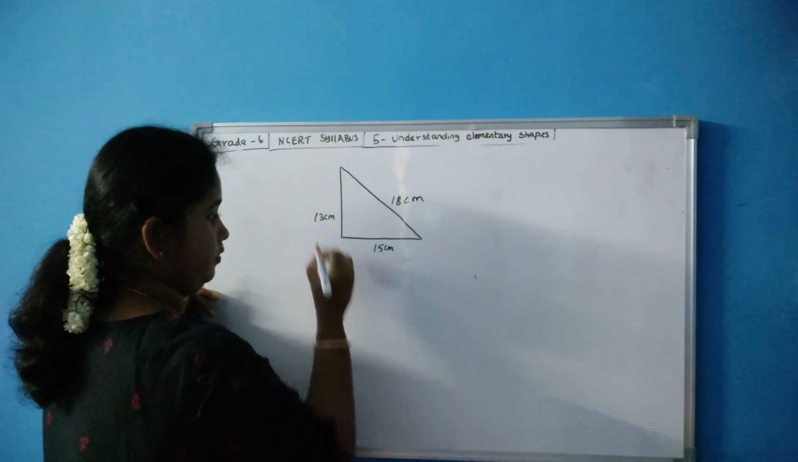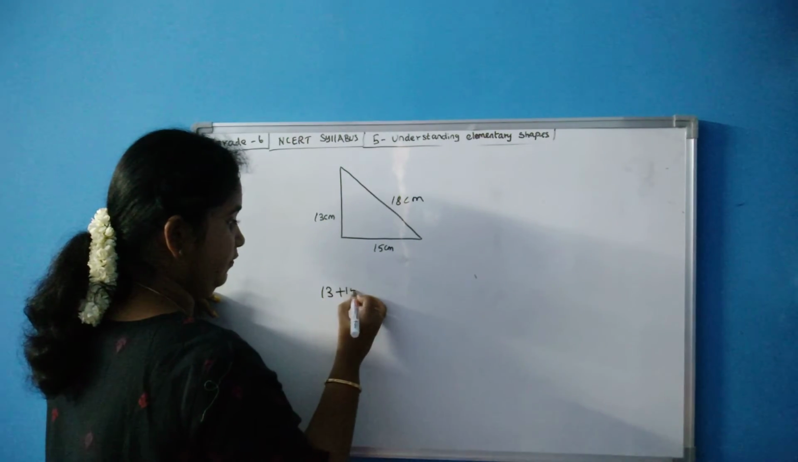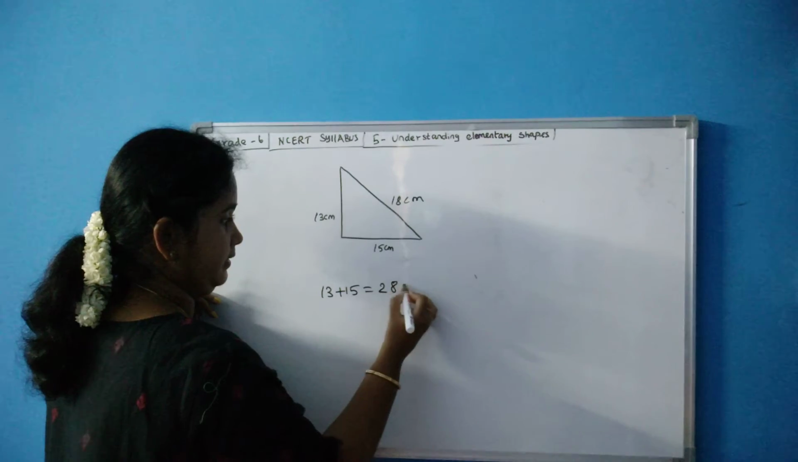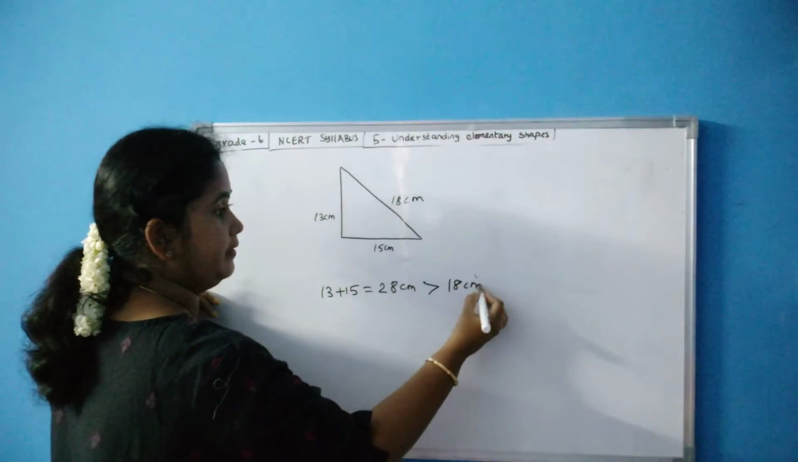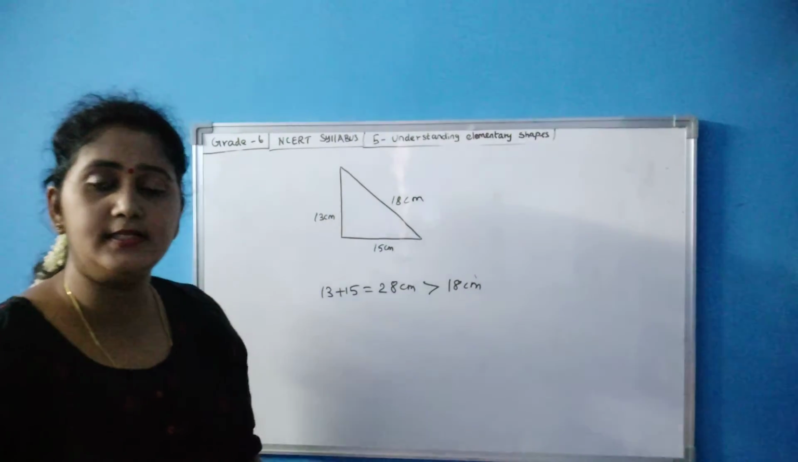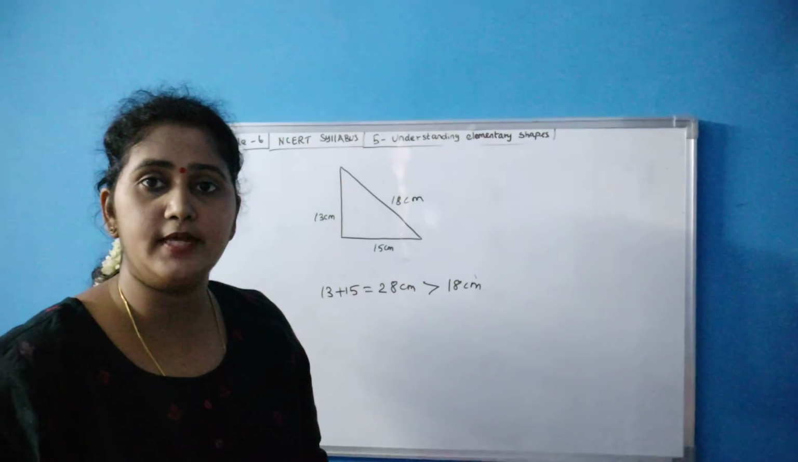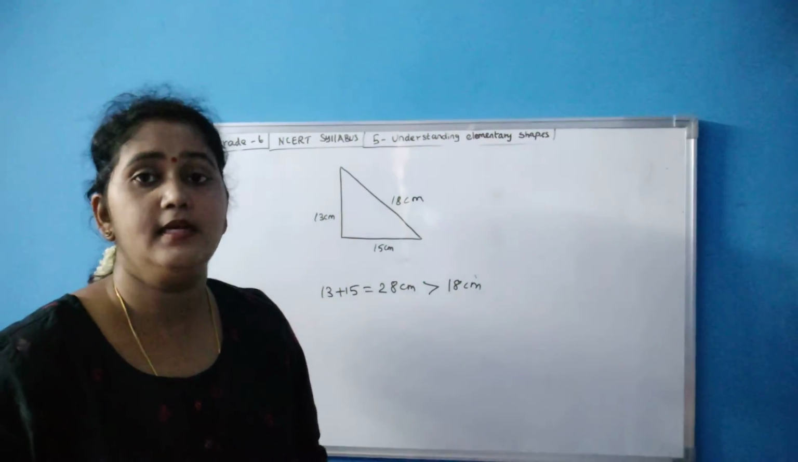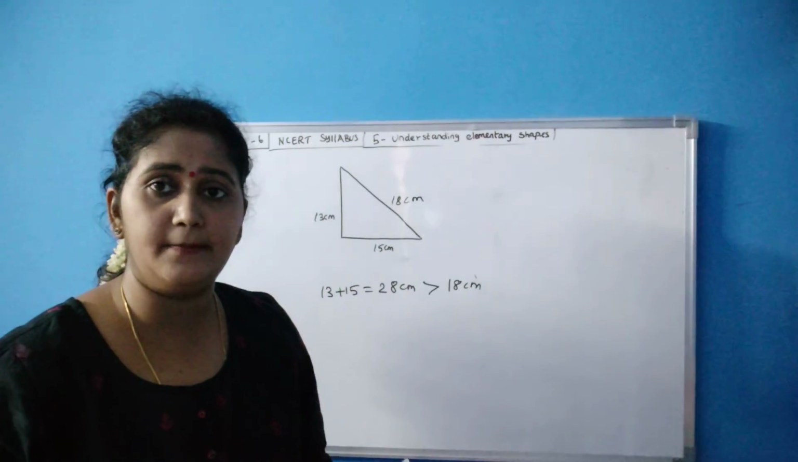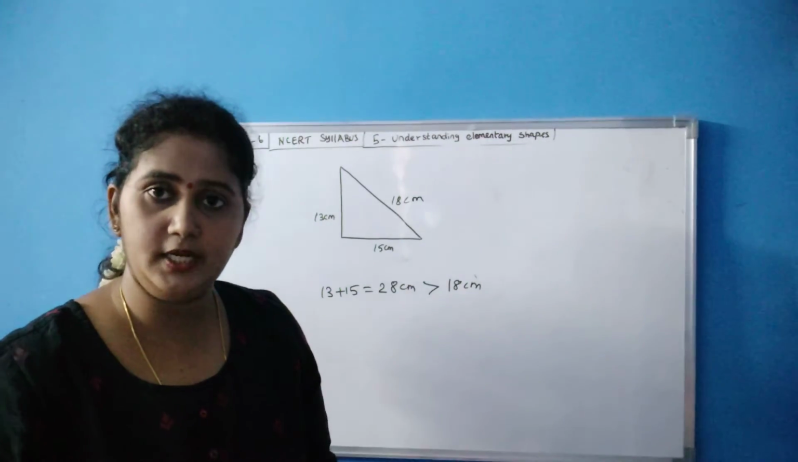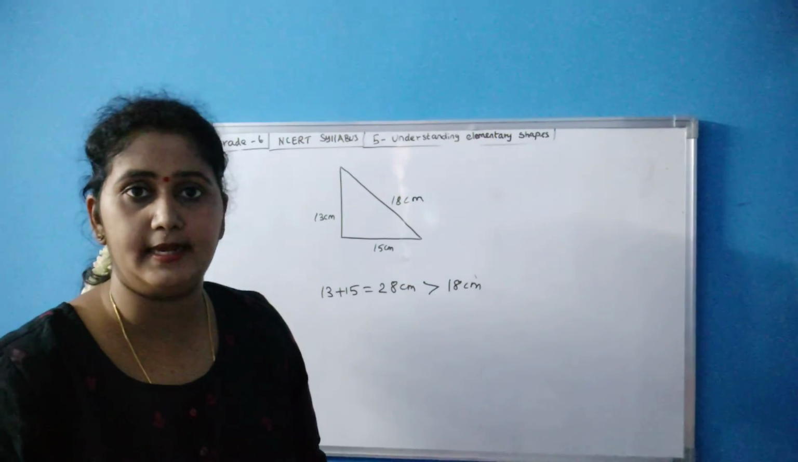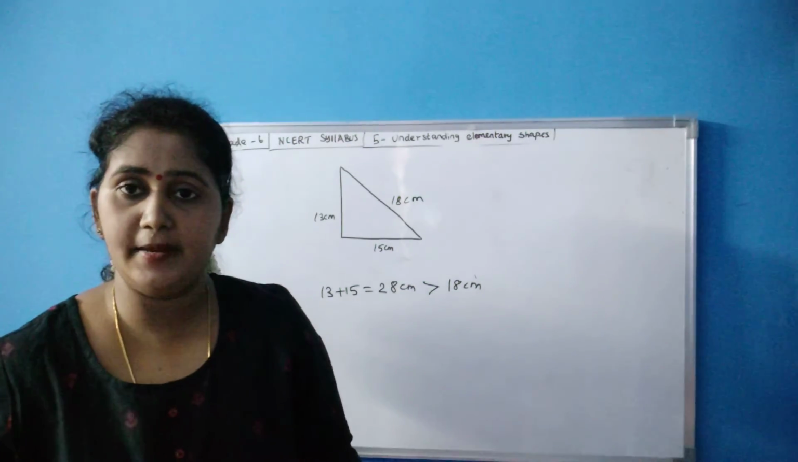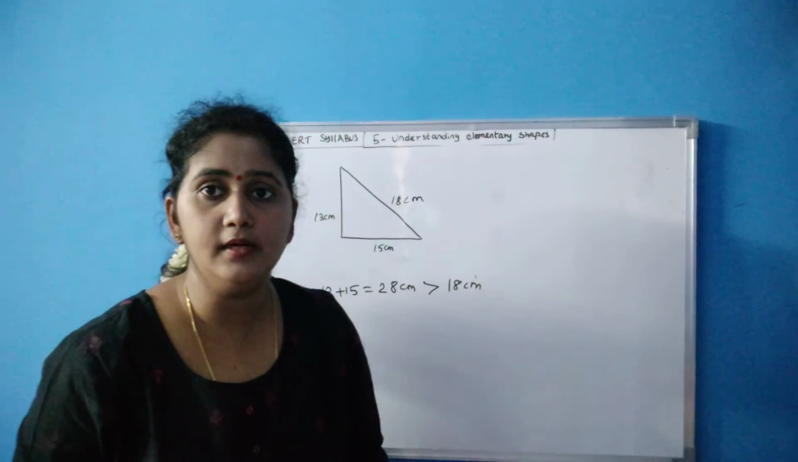I am adding this. Okay, 13 plus 15 is equal to 28 centimeter. See, 28 centimeter is greater than 18 centimeter. So the statement they gave is correct. The sum of any two sides is greater than the third side. Like this you can take as many examples as you can, and if you check you can see that the sum of any two sides is greater than the third side. Okay, so with this I am completing exercise 5.1.